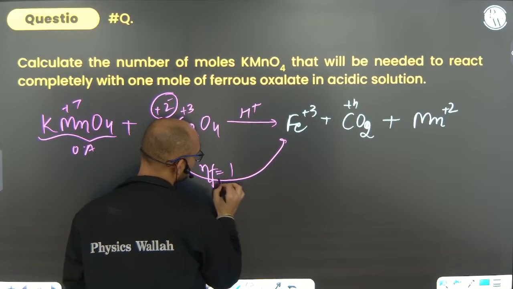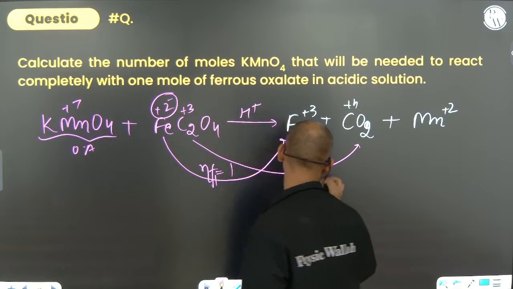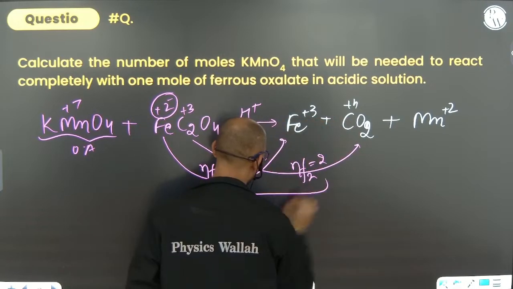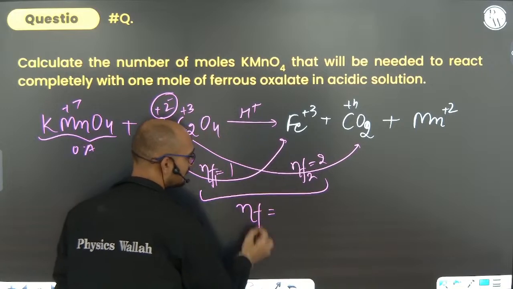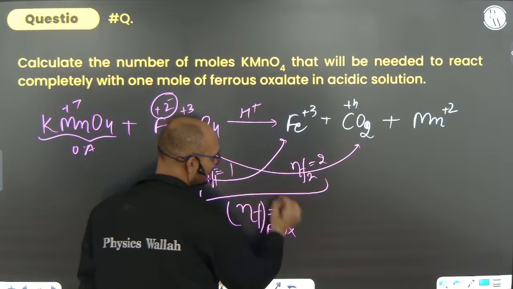N factor 1 is how much? 1. And n factor 2 is how much? 2. So total n factor is how much? N factor for FeC2O4, ferrous oxalate, is how much? 2 plus 1 is 3.